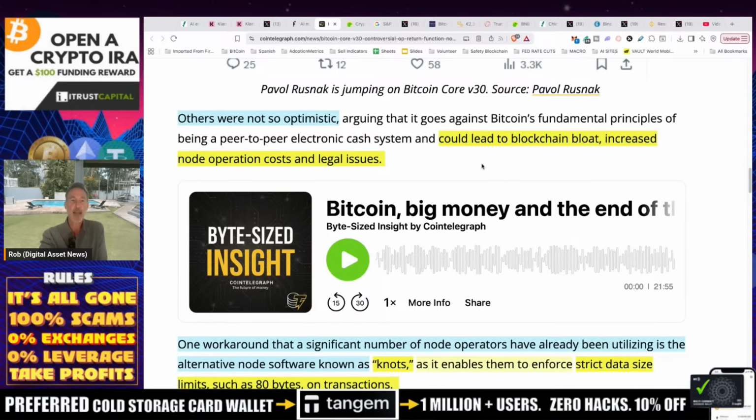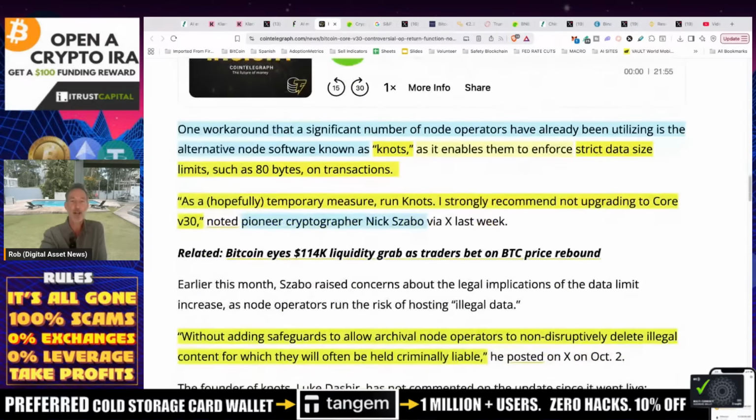This has increased node operation costs and, of course, legal issues. And the one workaround that a significant number of node operators have already begun utilizing is Knots. It enables them to enforce strict data size limits, such as 80 bytes on transactions. You can't go all the way up to 10,000, just 80 or nothing. Essentially, it's you and Bitcoin and transactions, and that's all, no DeFi. As a hopefully temporary measure, run Knots.